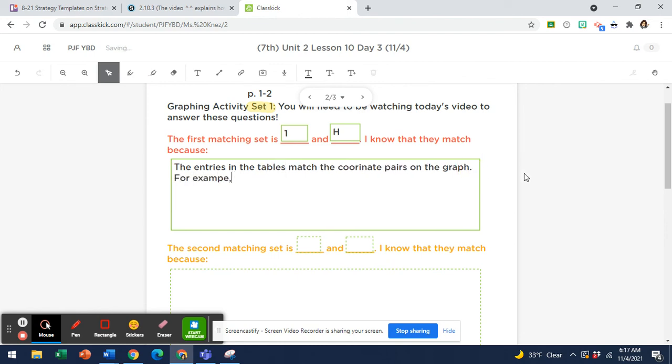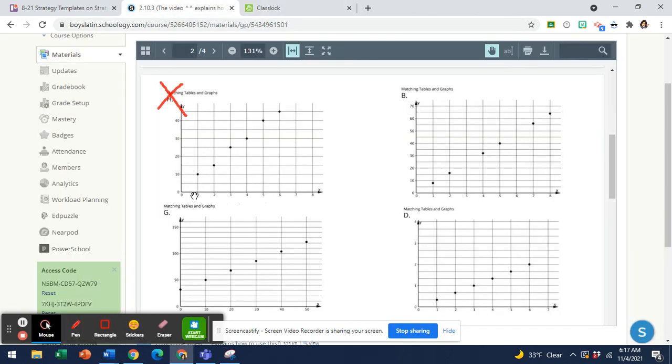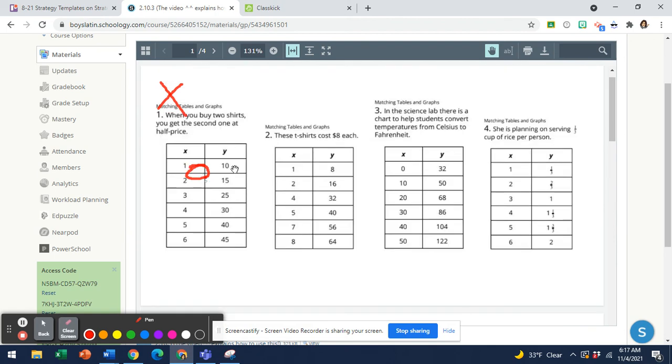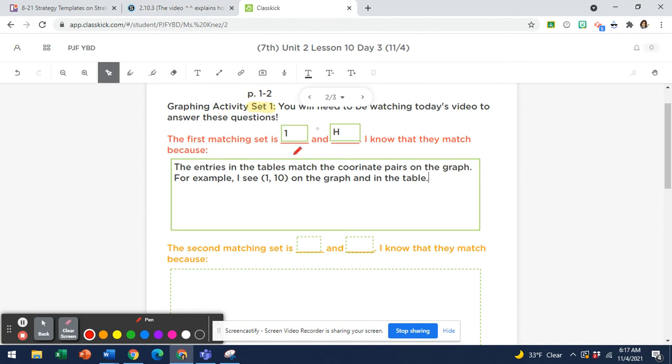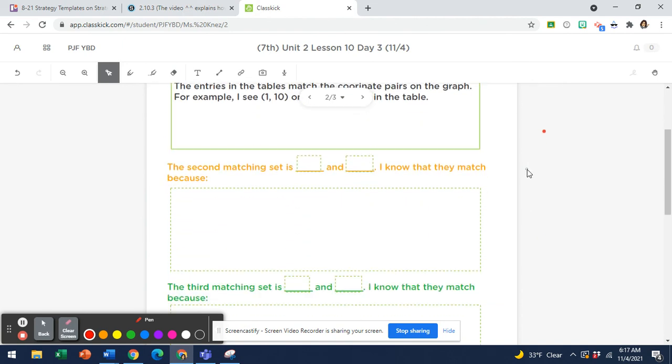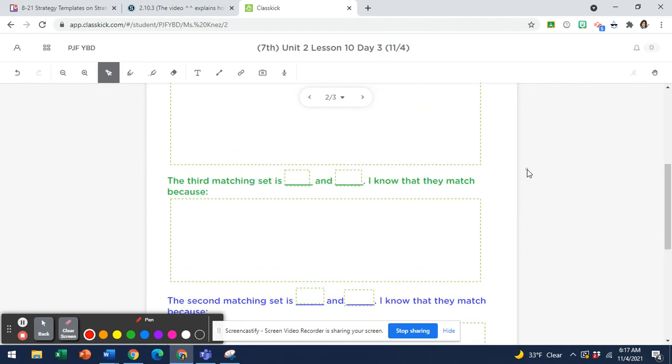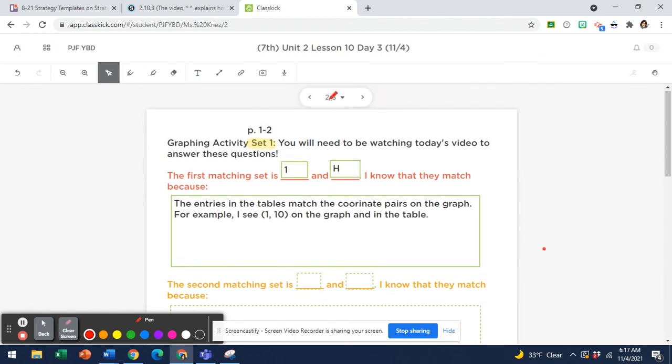For example, I see 1, 10 on the graph and in the table. And what I mean by that is I can see the point 1, 10 in the graph right here, 1, 10, and I also see it in the table, 1, 10. Of course, you need to check more than one point, but I'm including that just to add to my final answer. Your job is to complete the matching activity for the rest of these questions on slide 2.